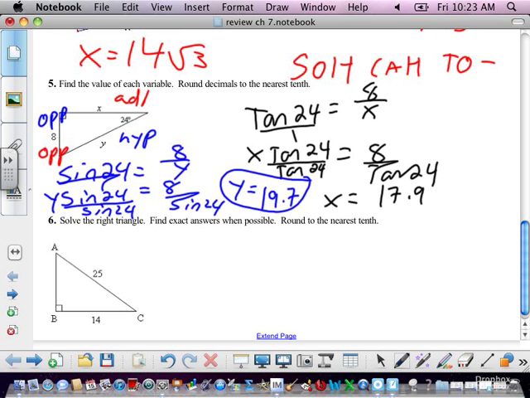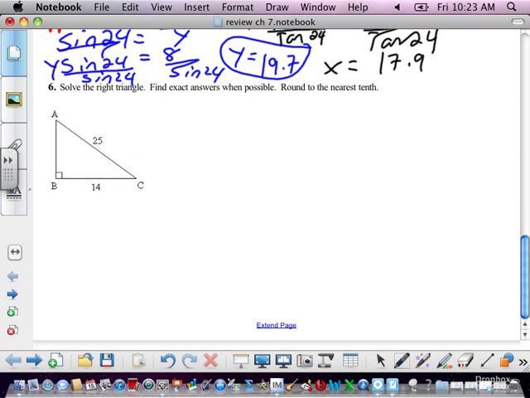All right, we're going to solve 6. Okay, so that means we have to find all the sides and all the angles. I'm going to look for angle A first. So what is 14 to A? What is 25? What uses hypotenuse and opposite? Sine. So we're going to use sine of A equals opposite 14 over hypotenuse 25.